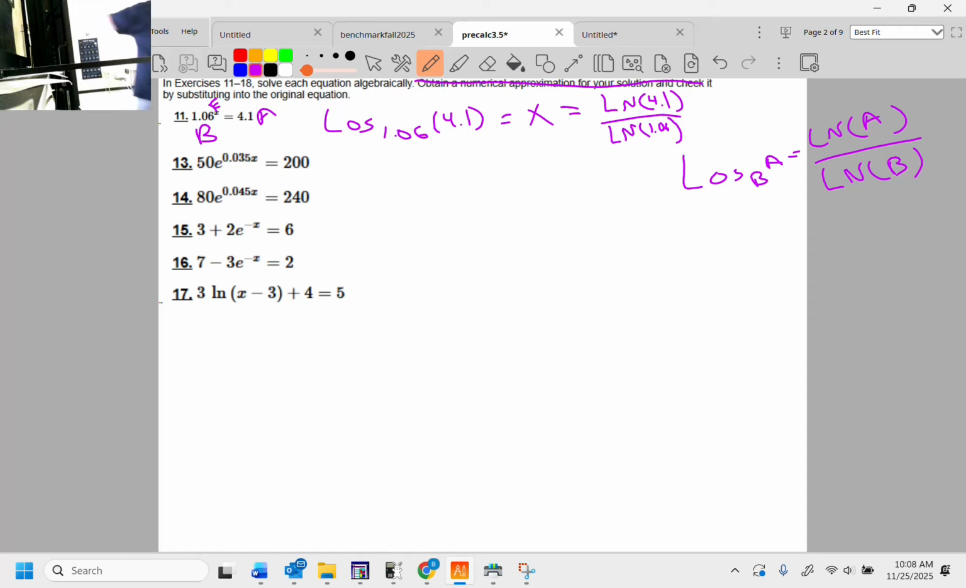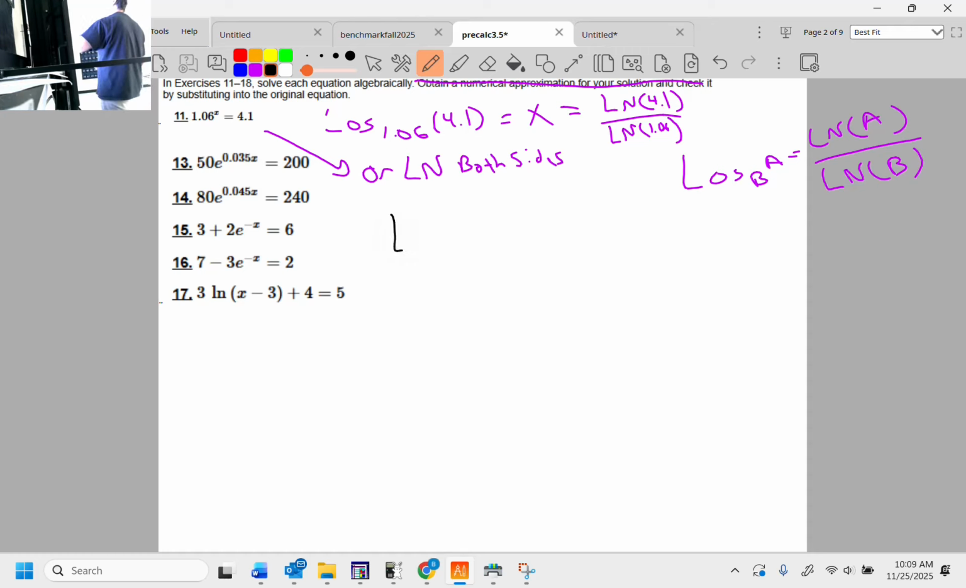Now, we could have done this problem a different way and saved ourselves the change of base. Or you can ln both sides. You pick your pill here, I don't care which one you do. You either do a conversion or you ln both sides. You can do an ln of both sides and the base is all by itself. So the left-hand side is simply going to be the ln of 1.07 raised to the x. The right-hand side is the natural log of 4.1.